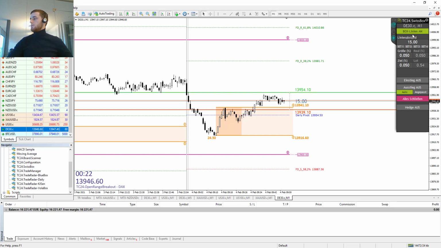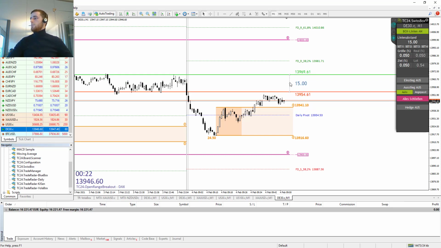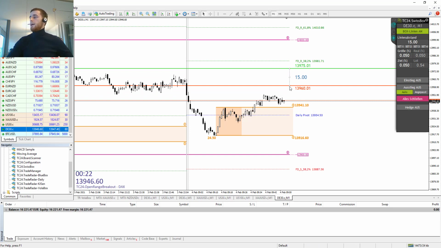First things first, we're going to click box lines on, and you'll see these two lines appear in the chart, a green line and a red line. These represent two pending orders, the green line being a buy stop pending order and the red line being a sell stop pending order. In the middle, you can see 15, indicating that it's 15 points between the lines.